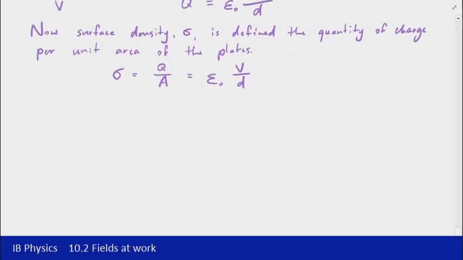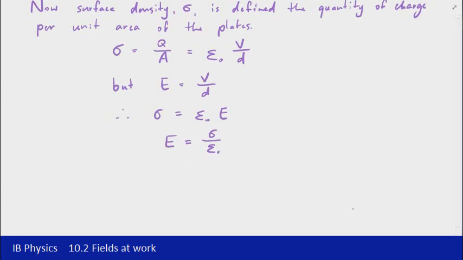Now, hopefully you can recall from the previous video that electric field strength is equal to V on D. So that means that our surface charge density is actually equal to epsilon naught multiplied by the electric field strength between the plates. Or if we write that in a different way, we can say that the electric field strength is given by the surface charge density divided by the permittivity of free space.